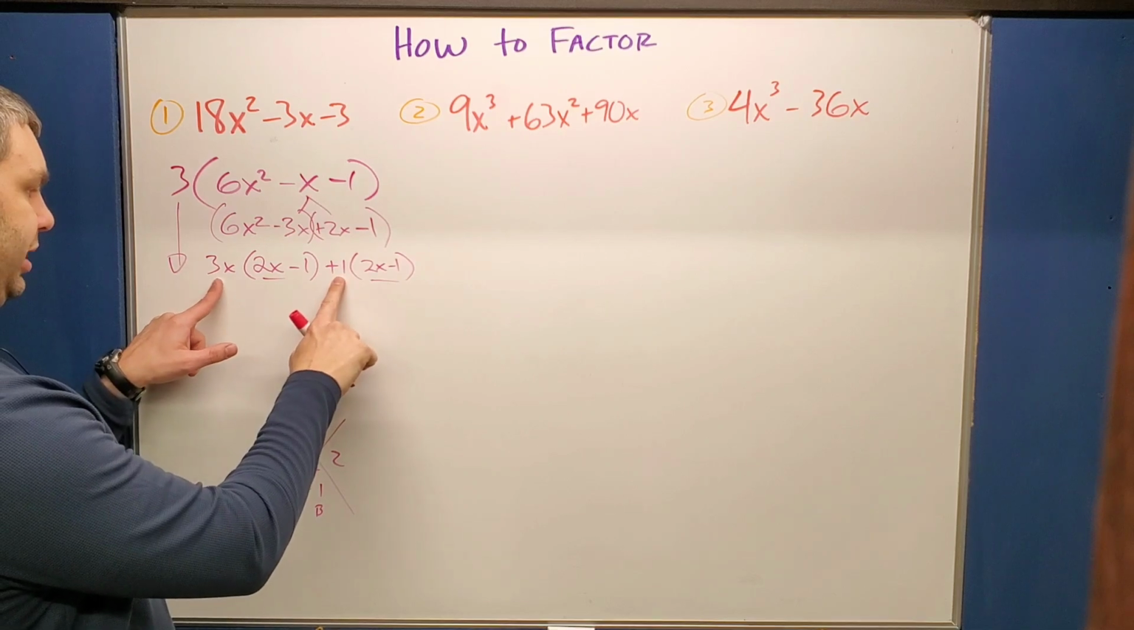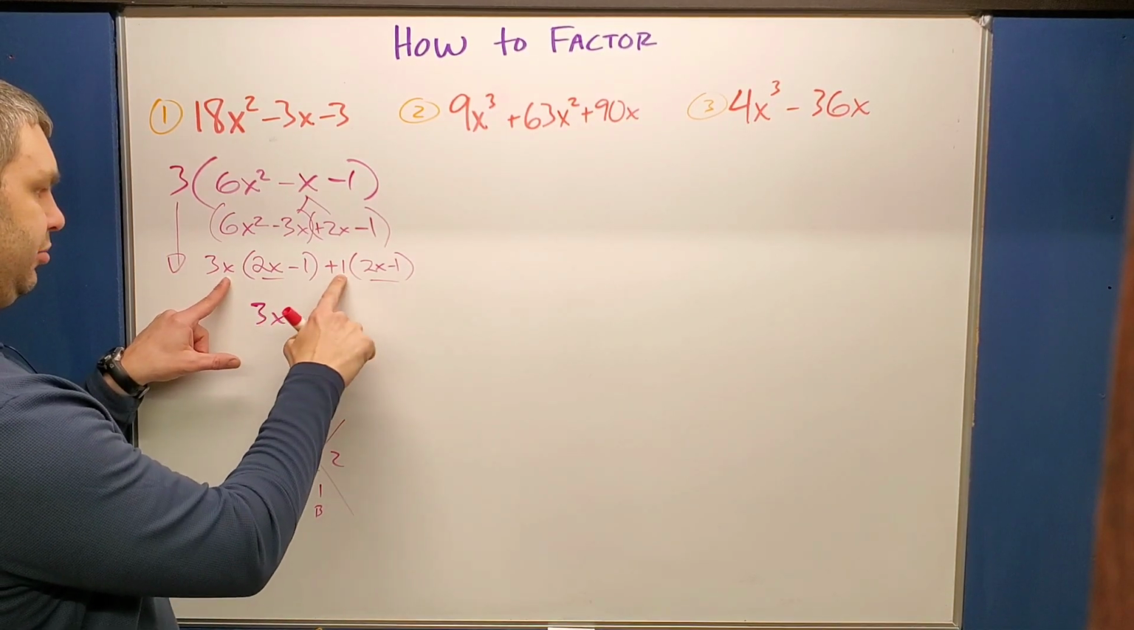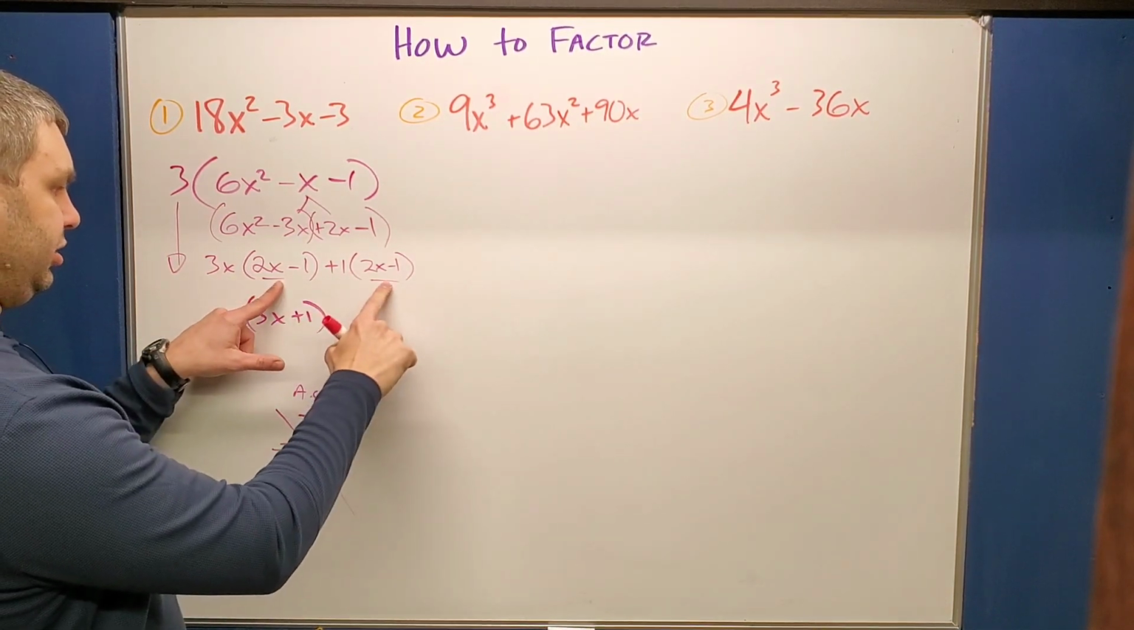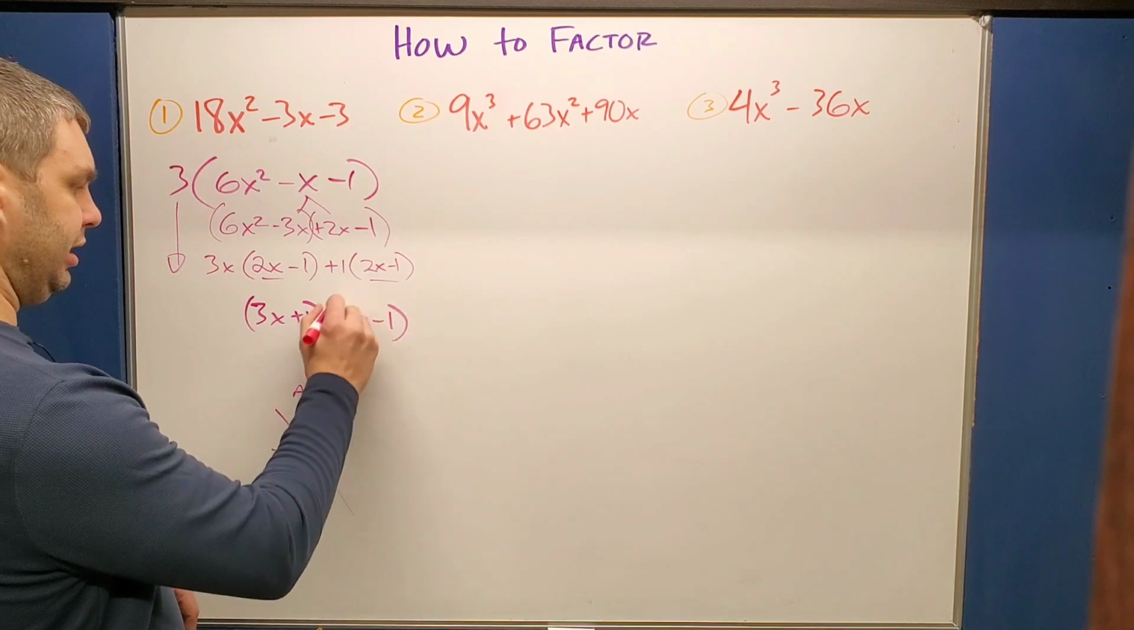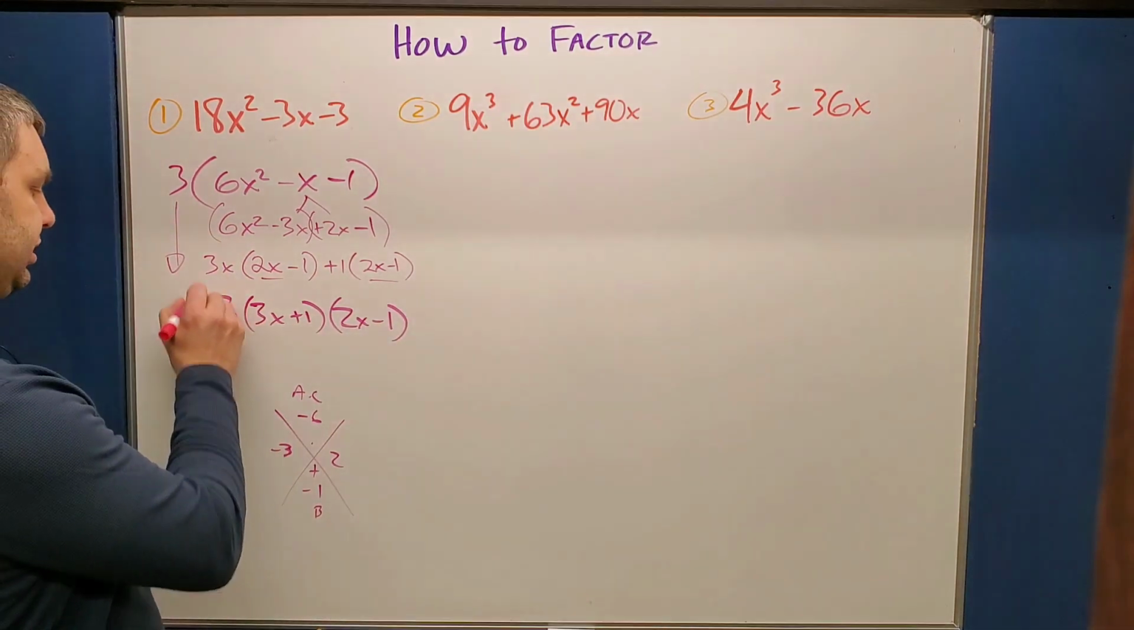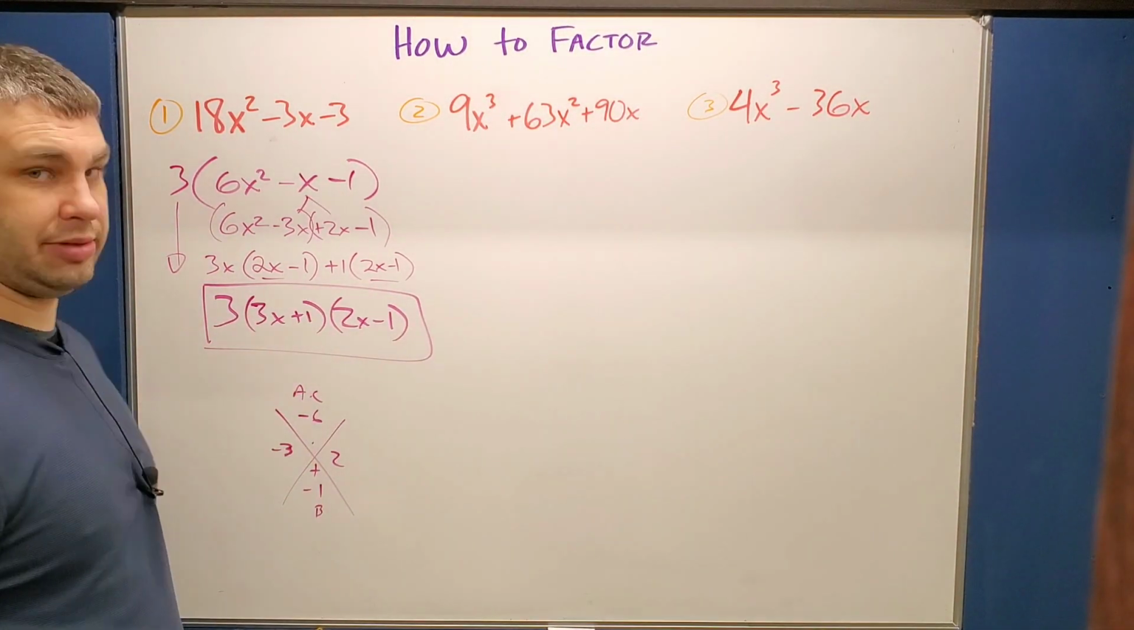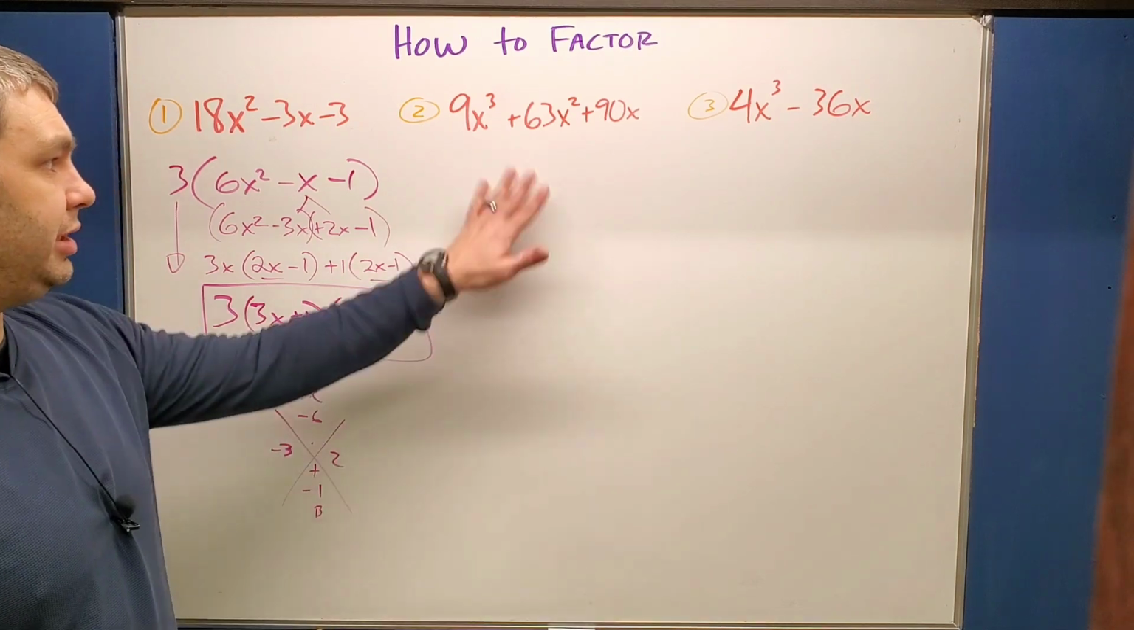So for my answer, I'm going to have a 3x plus 1, and a 2x minus 1. And then don't forget about your 3 that comes in front, and all together, that is your correct answer. All right, let's look at the second one here.